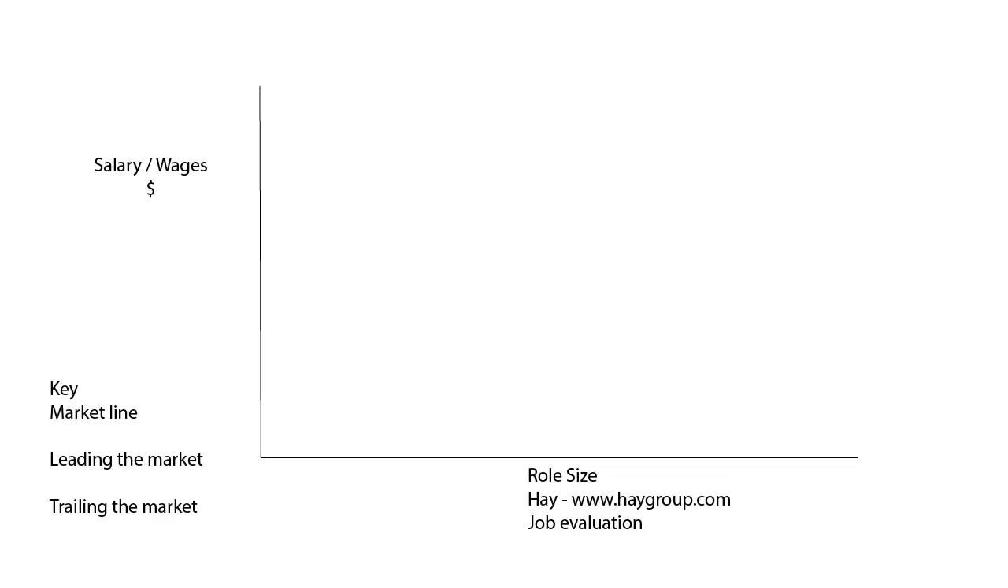So what we're talking about here is market lines. You'll see we've got two axes here. We've got the x-axis being role size. I've included an address in there for heygroup.com.